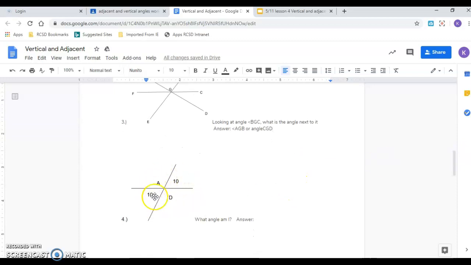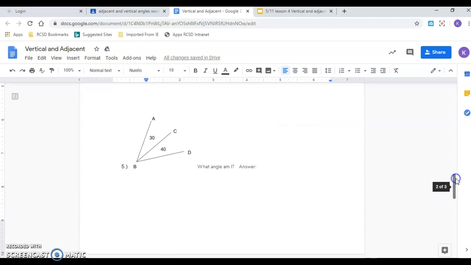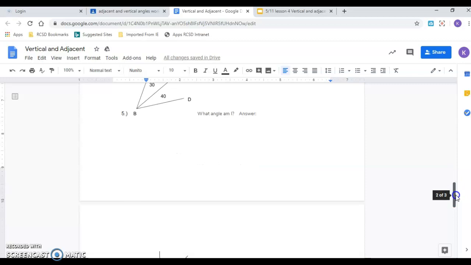So what are these? You're just telling me, is this adjacent or vertical? Your answer to this one. What are those angles there? Number 5, again, what am I? You're writing adjacent or vertical. That's all you need to write.